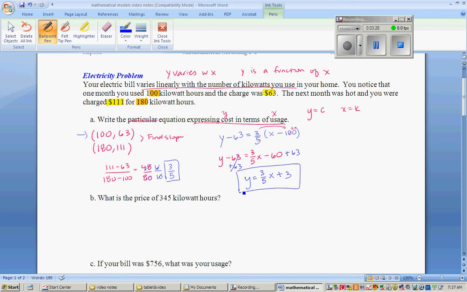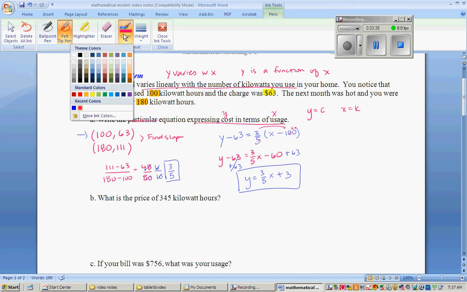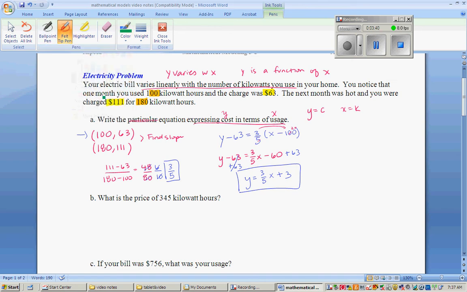I'm going to change the x and the y now into the variables I need that will remind me what everybody stands for. So the equation that I'm going to really use, and we'll change to green so it stands out. Y is the cost, so I'm going to write cost equals 3/5. X is the kilowatt hour, so I'm going to use K, plus 3. And this is the equation I'm going to use.